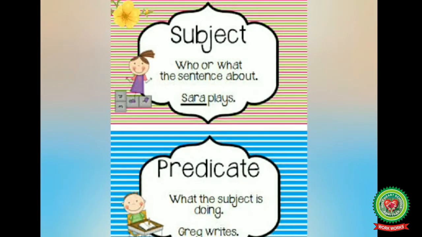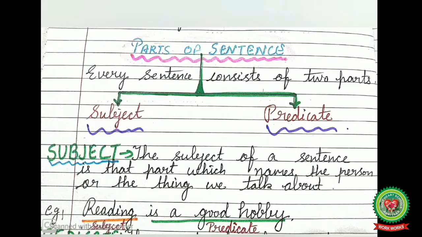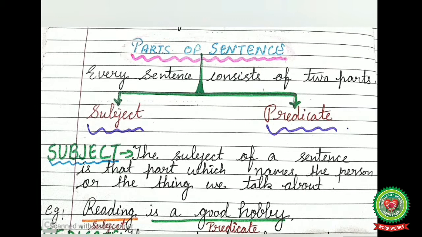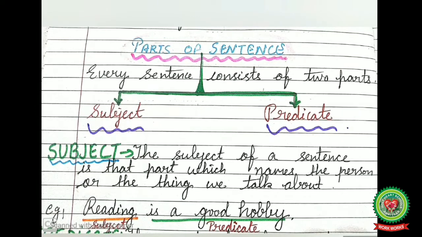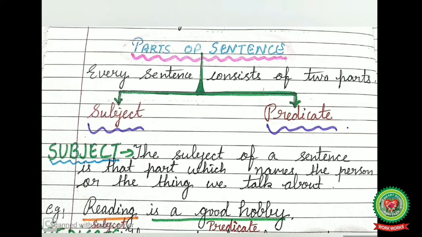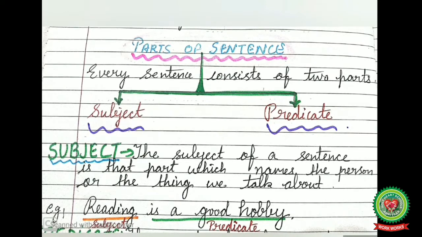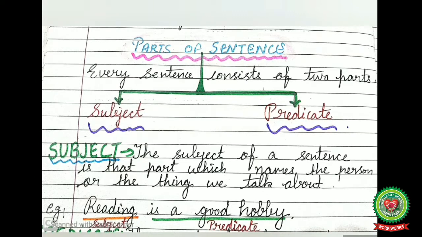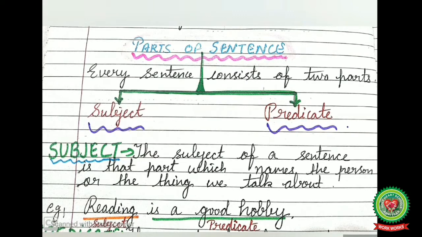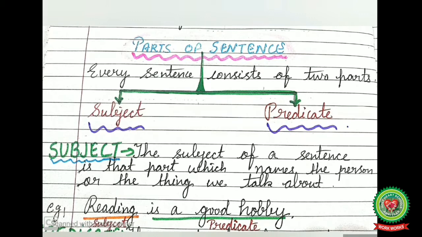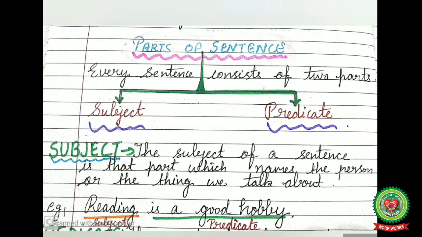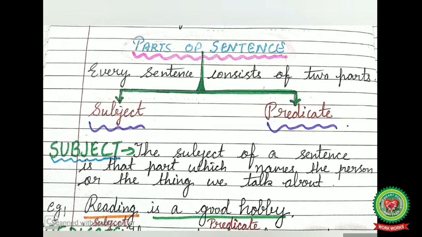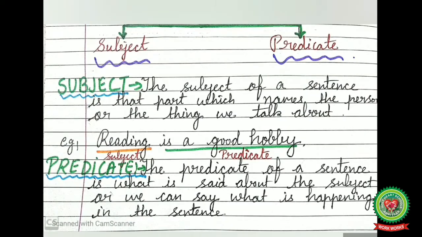In order to identify the subject and predicate in the sentence, we must know every sentence consists of two parts. One is subject and the other one is predicate. For example, reading is a good hobby. So, in this sentence, the subject of a sentence is that part which names the person or the thing we talk about. So, what we are talking about? Reading. So, reading is the subject here.